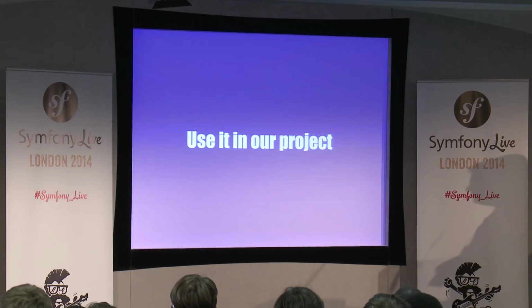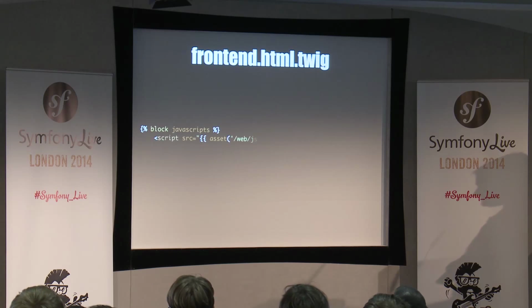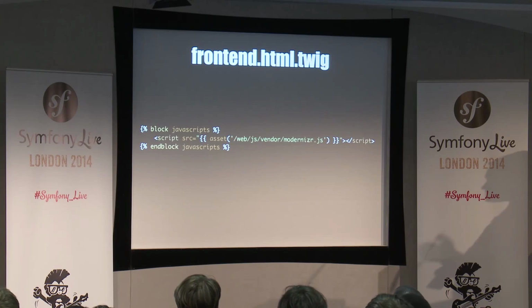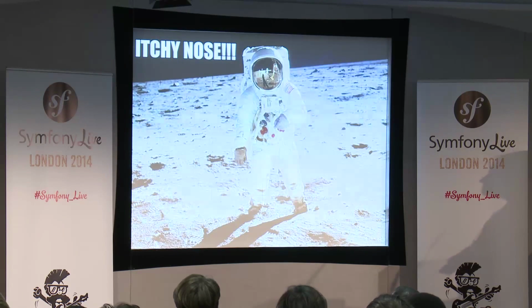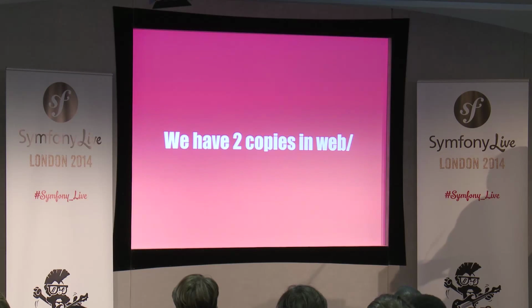Cool. So to then use it in a Symfony project, all you need to do is to change that asset path to wherever the compiled version now lives. But there's a problem. We've got two copies now in web. We've got the ones that we installed with Bower, and we've also got the ones that we've just processed, which is probably not what we want.